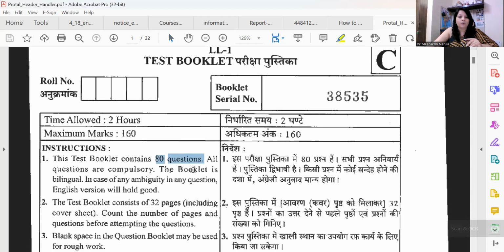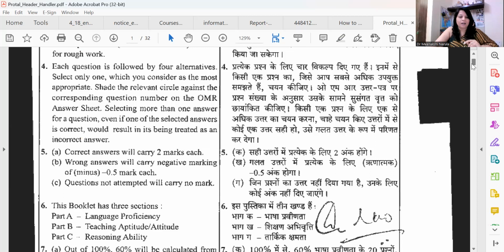Okay, so 80 questions will be there, and all the questions are compulsory also, right? And the booklet is bilingual, I have already shared with you. In case of any ambiguity in any question, the English version will hold good. Agar Hindi wale ko English mein anuvad apne jaise bhi dekhna hai, vice versa, you will be able to see that. So dear students, here you go.